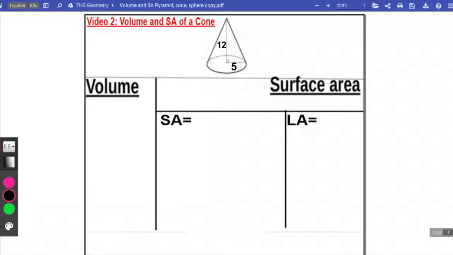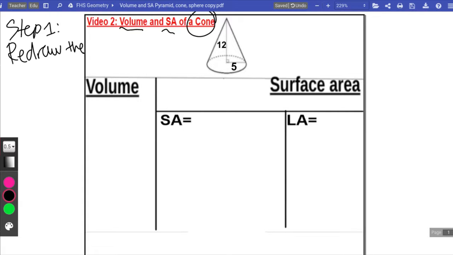All right, so now we're moving on to volume and surface area of a cone. Step one is always to redraw the base, which is the bottom. The base is right here. It is circular. We have a circle. I'm going to redraw that circle right here, and I'm going to give it the radius. It says 5. I put the 5 right there.